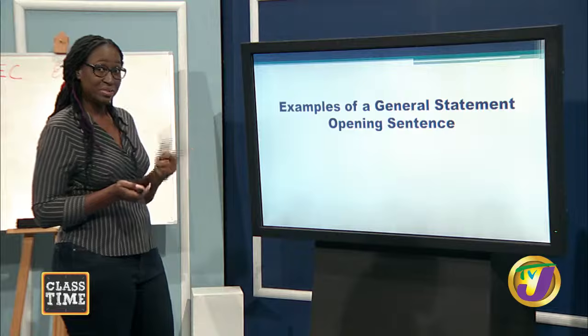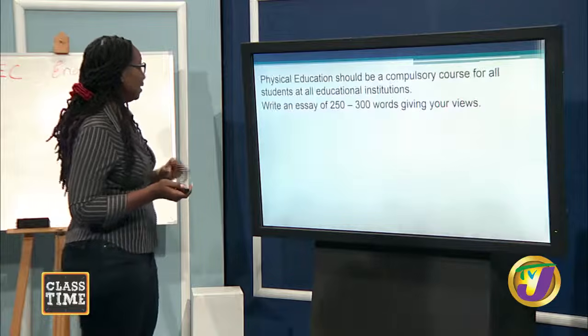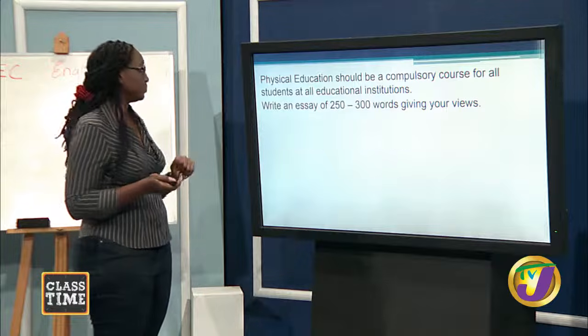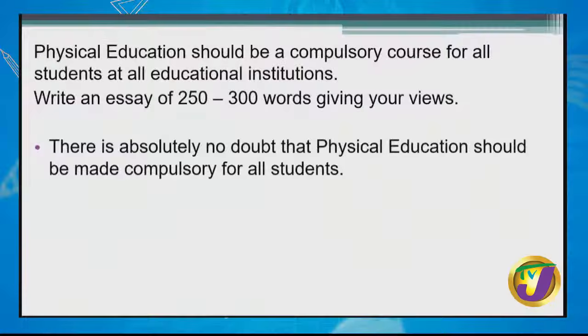So here are some examples you can look at. Again, we're using the same question. So here's one. There is absolutely no doubt that physical education should be made compulsory for all students. So that one you have actually stated where you're going with it, and nothing is wrong with that. You have just made a general statement.